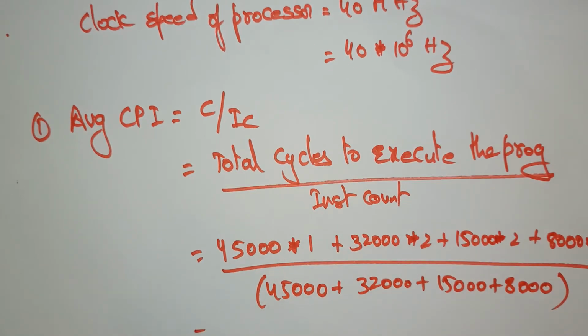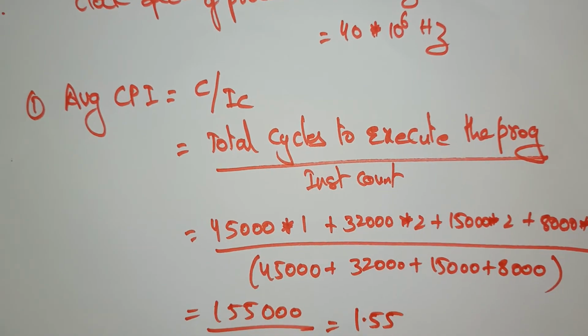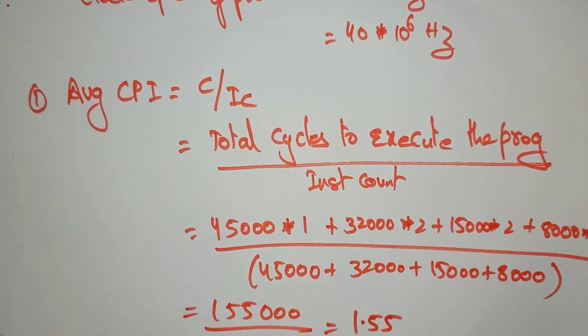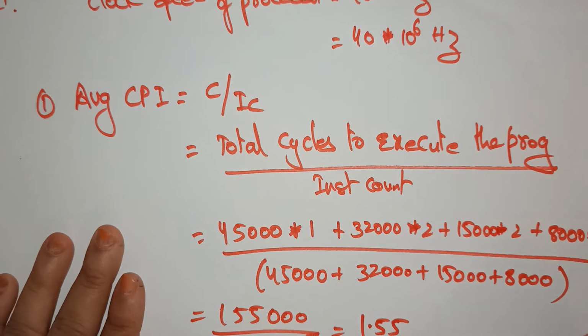So you will get 155,000 divided by 1 lakh, that means 1.55. So this is the average CPI. Average CPI is nothing but 1.55. Now I have calculated the average CPI.